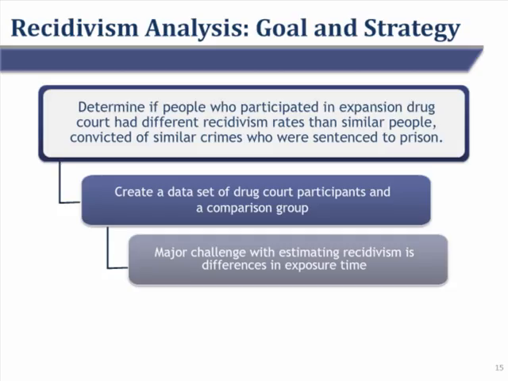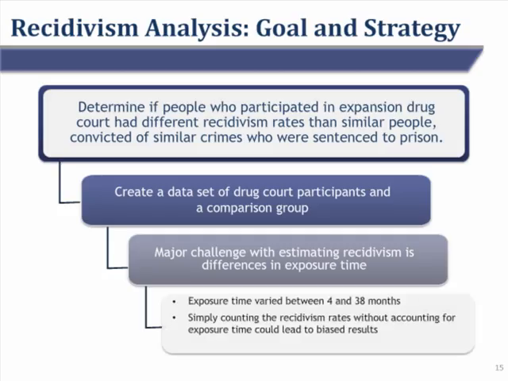The problem we faced was that each person had a unique amount of time in which recidivism could occur. Because we were looking at people who exited prison or drug court between 2010 and 2013, we had people with as little as 4 months in which recidivism could have occurred and others with more than 3 years in which recidivism could have occurred. So we needed an analytical approach that accounted for the fact that individuals in our analysis had different lengths of time in which recidivism could occur.